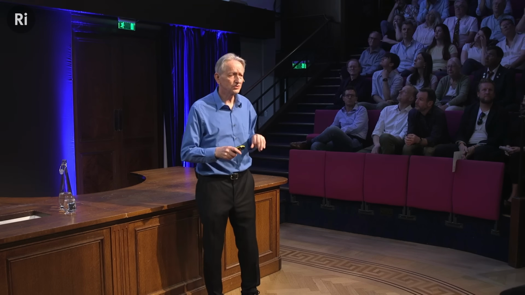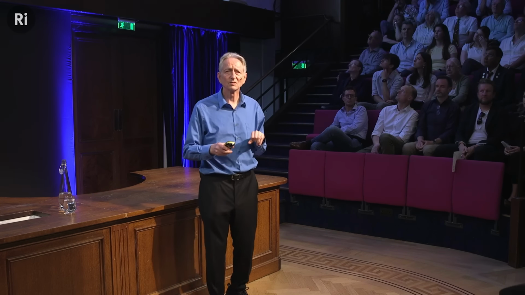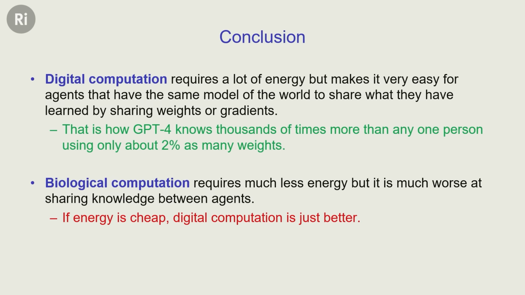So the conclusion of this bit of the talk, which I raced through faster than I intended, is that digital computation requires a lot of energy, but it makes it very easy for agents to have the same model of the world and share what they've learned, so they can all go off and learn different things and share.